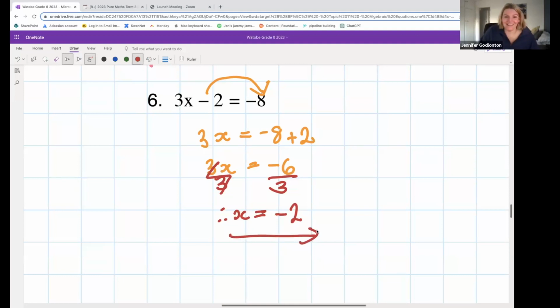I get confused with the sign. Yeah, the signs are tricky. Just remember, if the signs are the same, then it's always going to be positive. And if the signs are different, then it's always going to be negative.